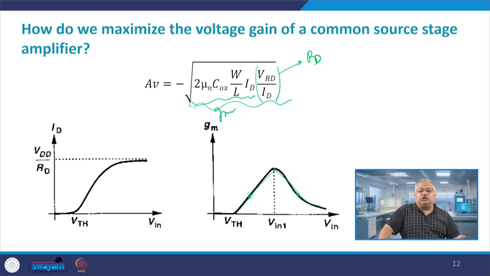Similarly, you need to also ensure that your aspect ratio, the W by L ratio, is as high as possible, but there are costs you pay for it as far as the device is concerned. If you look at this expression, one way to improve AV is to make Cox large or W by L large, or to make RD as large as possible. Most of us do it by increasing the value of W by L, to make the common source stage amplifier work with the maximum voltage gain.